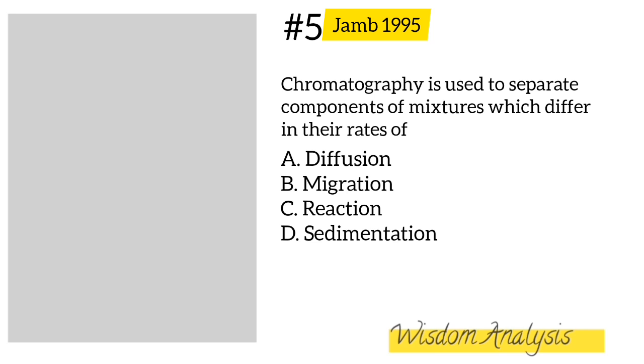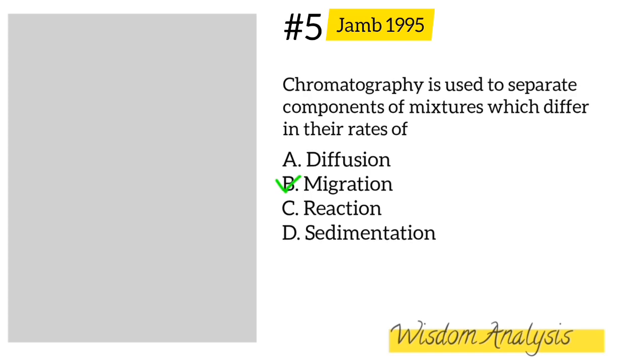Chromatography is used to separate components of mixtures which differ in their rates of: A. Diffusion, B. Migration, C. Reaction, and D. Sedimentation. Well, the correct answer is B. Migration, because we said earlier that chromatography takes advantage of the relative speeds, that is, the relative movement in the absorbent medium. So the answer is migration, how they migrate.